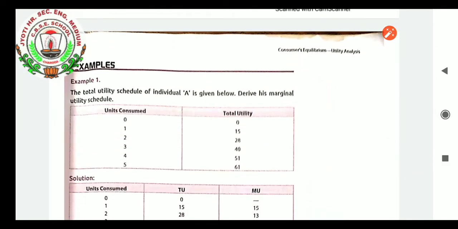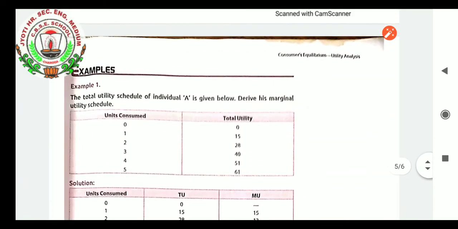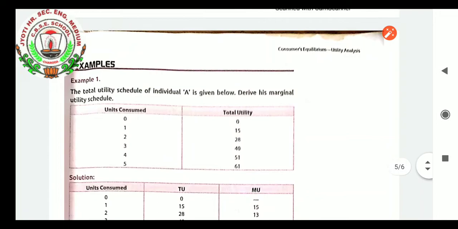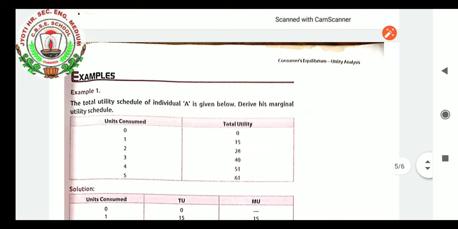Now comes a question so that our calculation can be understood more easily. The total utility schedule of individual A is given below. Derive his marginal utility schedule. Units consumed, total utility, you can see there: 0, 1, 2, 3, 4, 5. Total utility derived, TU, is given. MU, can you calculate? Yes, we can calculate.